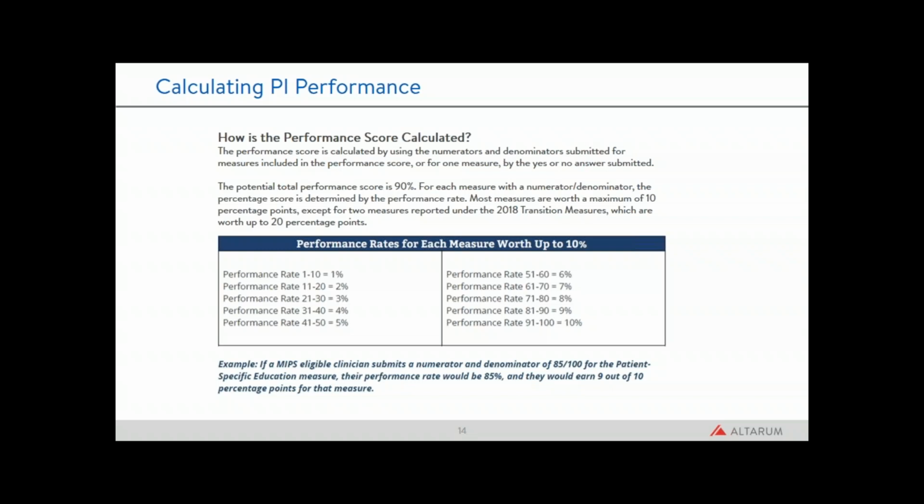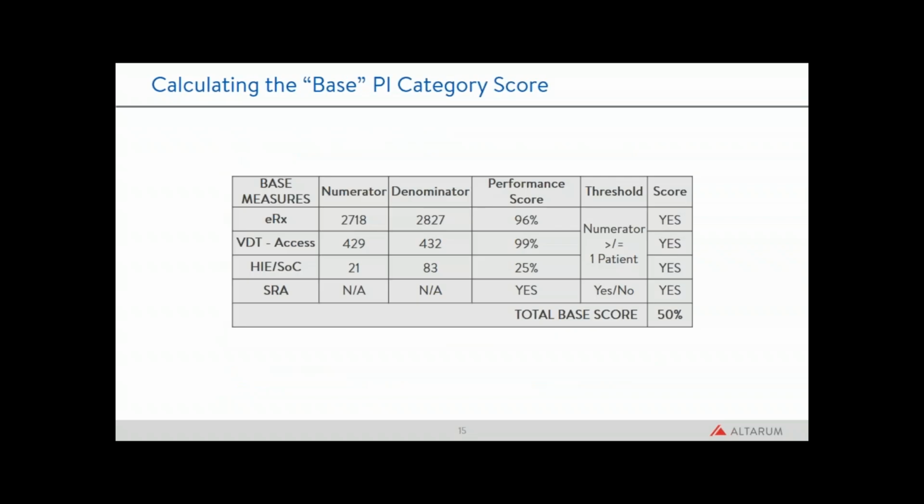There are two measures that are worth 20 points. The promoting the HIE measure, which is very difficult to score high on still to this day, and then the provide patient access measure, which is measure 1 of the patient portal measure, where you're just offering your patient portal to your clinicians or to your patients.